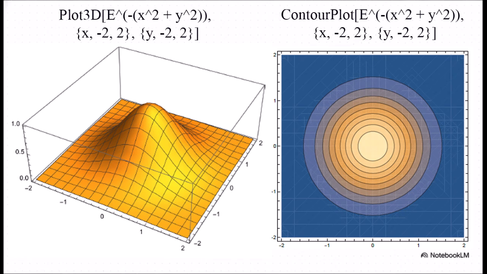It's like you're a drone flying right over the top of that mountain. Each one of those rings represents a line of constant elevation, just like you'd see on a hiking map. It's a brilliant way to squash 3D info down onto a 2D plane.